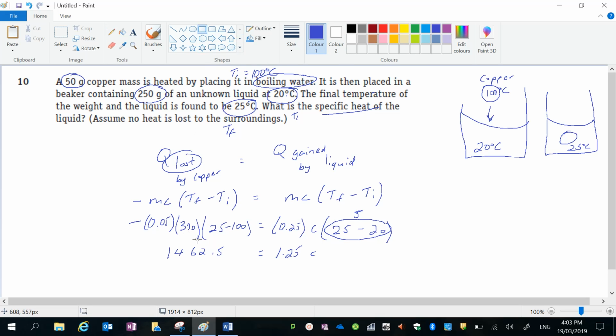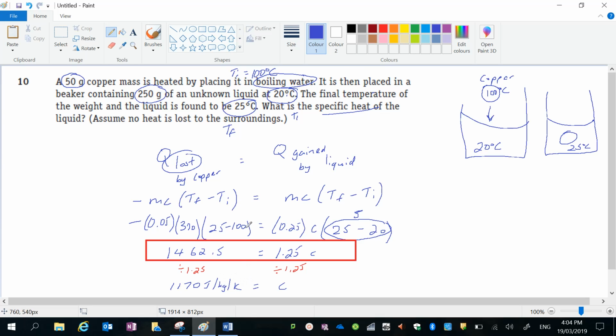Okay, so almost done. So that's what we got so far, and now we need to get C by itself. So if we divide by 1.25, then our answer is 1170 equals C. So C is measured in joules per kilogram per Kelvin. So now that's the final answer.